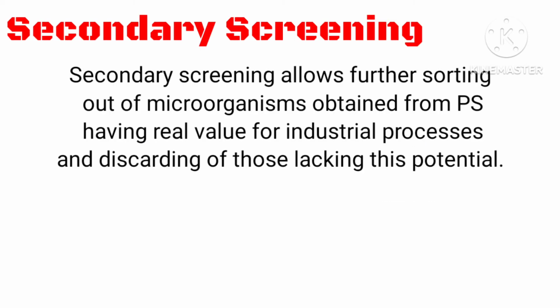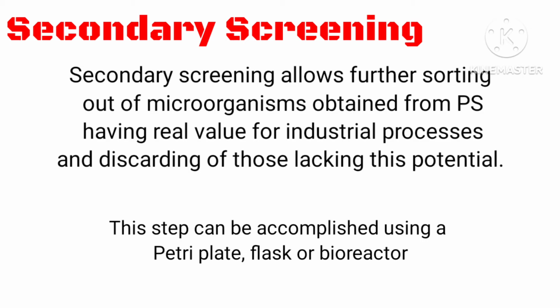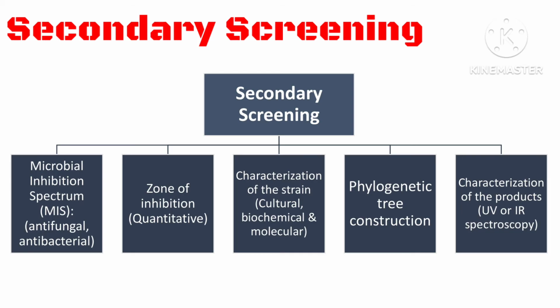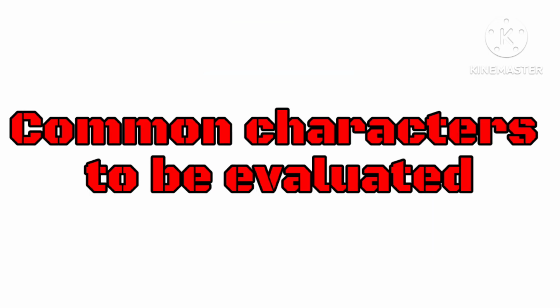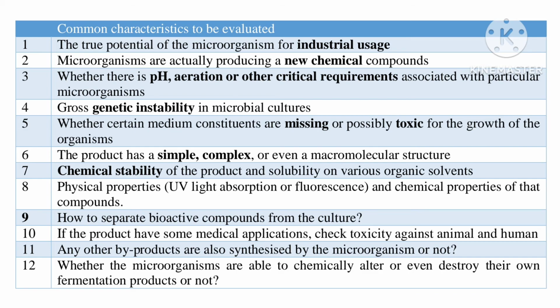So, you have isolated one new microorganism from the soil that may have some potential industrial application. Next, you have to screen further, which is called the secondary screening. This is accomplished by performing experiments in agar plates or in flasks or in bioreactors containing liquid medium. It can be qualitative or quantitative or both. Here are some common characteristics to be evaluated during the secondary screening.